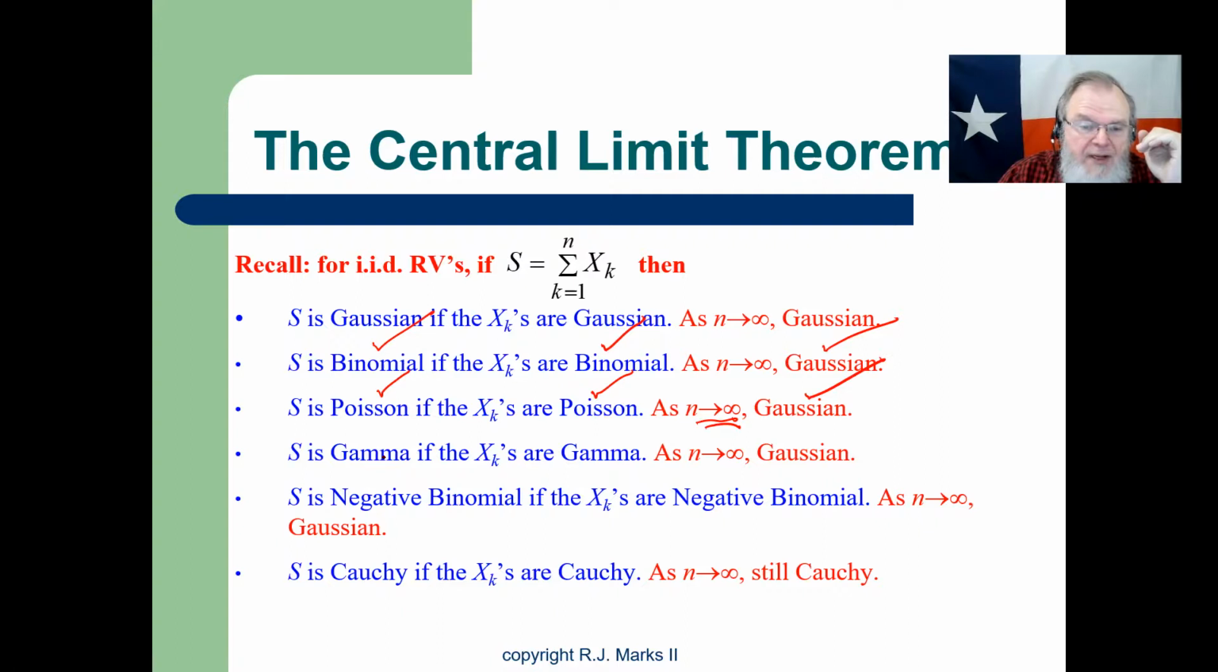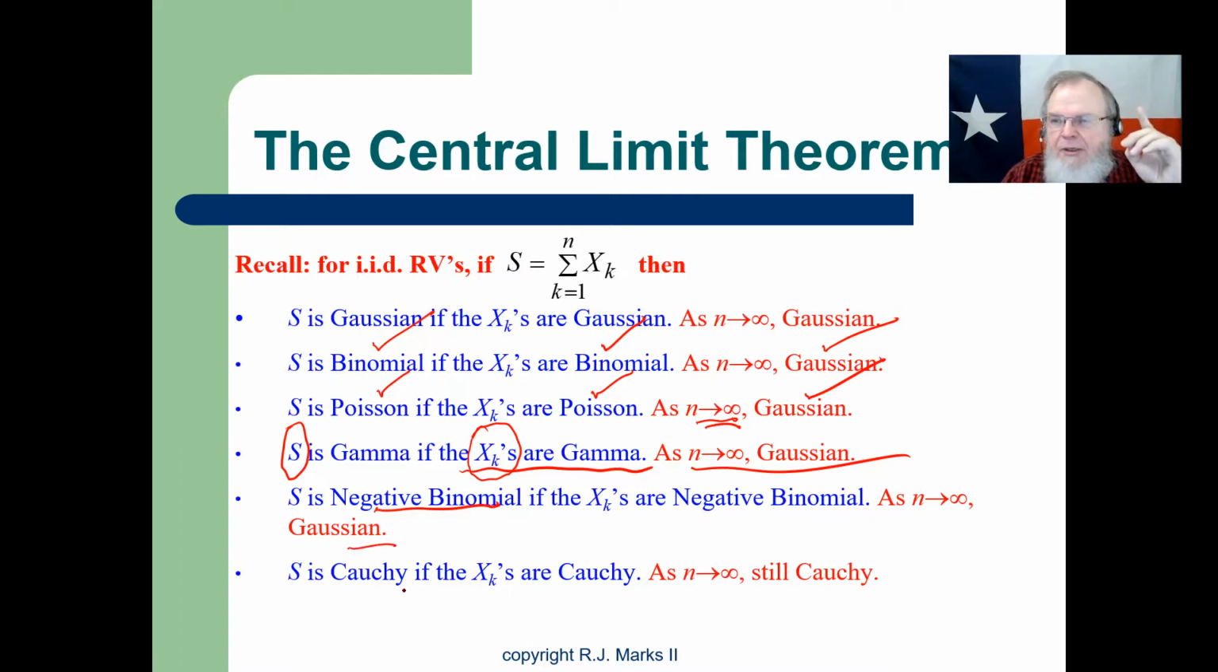We also showed if the x sub k's are gamma random variables, then S is a gamma random variable with a different parameter, of course. But now we've shown as n goes to infinity, it's a Gaussian. Everything goes to a Gaussian. Here's the same thing for the negative binomial: as n goes to infinity, it's Gaussian.